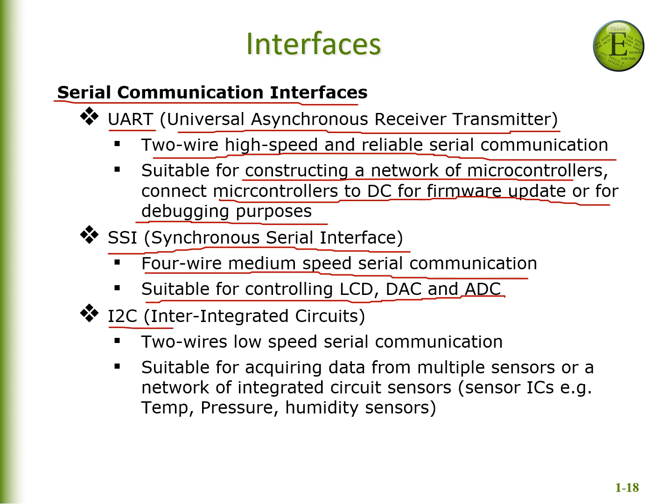The I2C interface, also known as the inter-integrated circuit, is a 2-wire low-speed serial communication interface, and it is suitable for acquiring data from multiple sensors or a network of sensors. For example, if a microcontroller needs to be interfaced with a variety of different sensors, then it can use the I2C interface to acquire data.